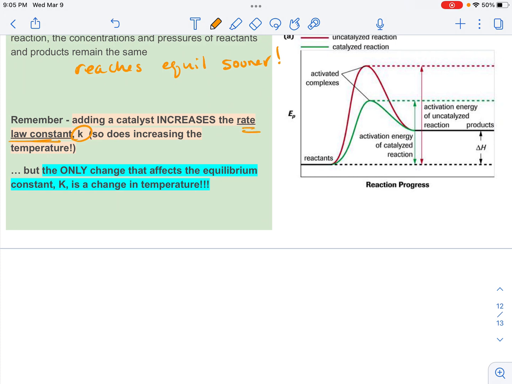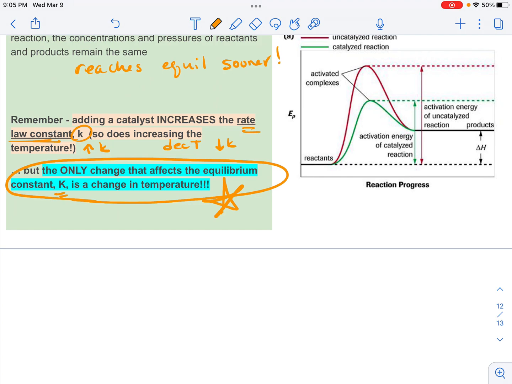All right. So in contrast, a reminder that in rate, when we're talking about the lowercase k, the rate law constant, adding a catalyst increases it because we've increased the rate of the reaction. And changing the temperature will change the rate law constant. So increasing the temperature increases the rate law constant. Decreasing the temperature then decreases the rate law constant, right? So both adding a catalyst and changing the temperature will change the rate law constant. But the only change, you have to remember this, the only change that affects the equilibrium constant, capital K, is a change in temperature. Only change, all right?